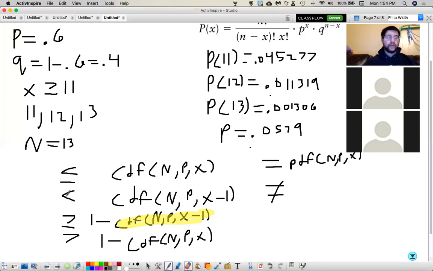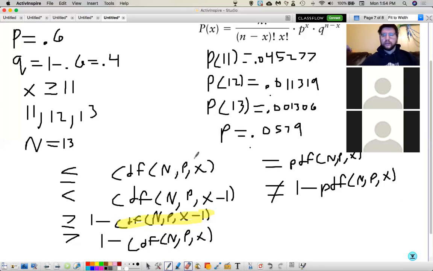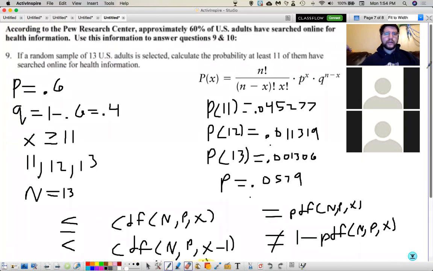So you could have any one of these on your final. I don't know what you're going to have. So make sure you know how to type in the calculator. And if you guessed it, to do a not equal to, you do 1 minus the PDF. And there we go. All right. So that was, I forgot already what question, number 9.